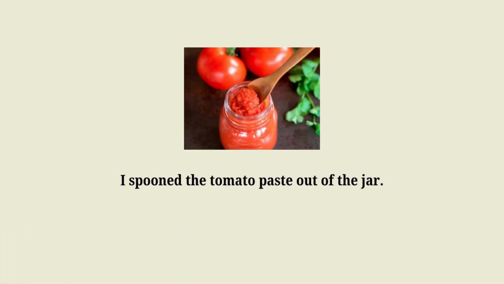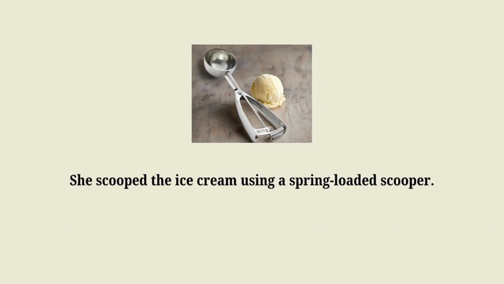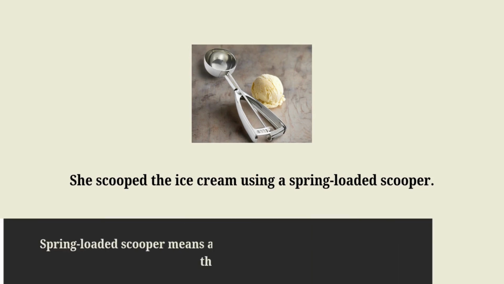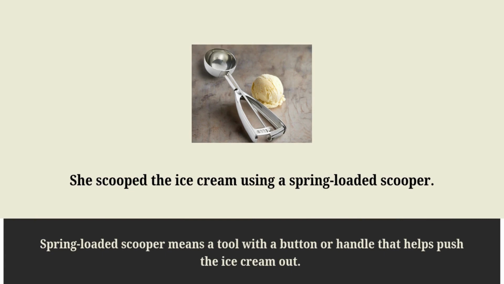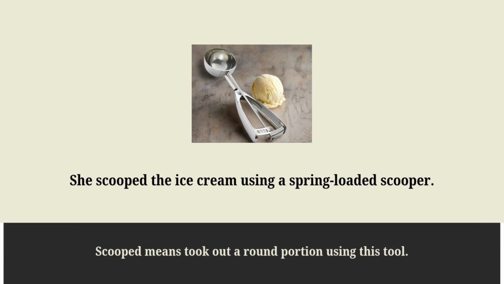I spooned the tomato paste out of the jar. Spoon out means to take something out using a spoon. She scooped the ice cream using a spring-loaded scooper. Spring-loaded scooper means a tool with a button or handle that helps push the ice cream out. Scooped means took out a round portion using this tool.